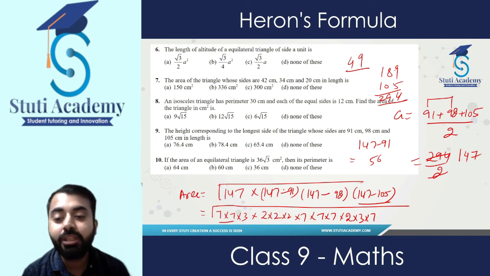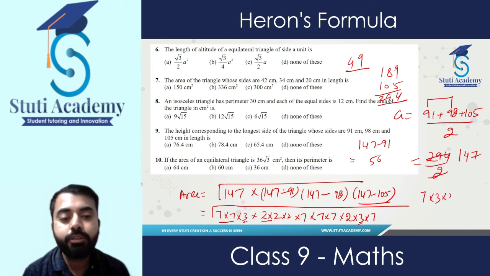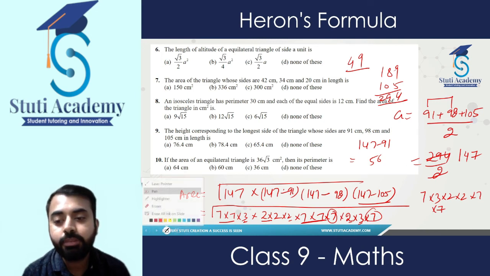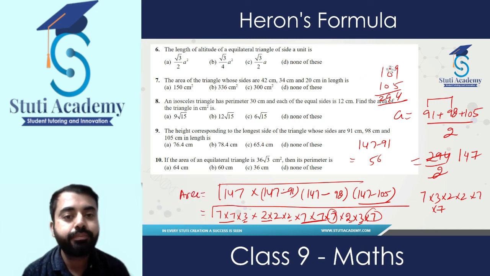Now see, a pair of 7, I got my 7 out. This 3 and this 3, pair of 3, I got my 3 out. Pair of 2, I got my 2 out. This 2 and this 2, another 2, I got my 2 out. Pair of 7, another 7 out. Pair of 7 again, I got one more 7 out. So I got this. Let me just erase my top part now, real quick.